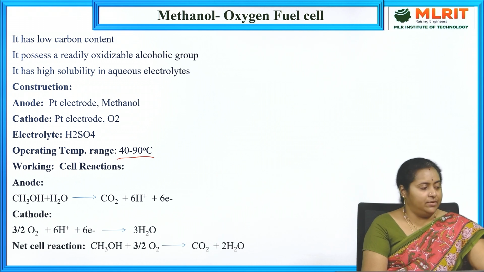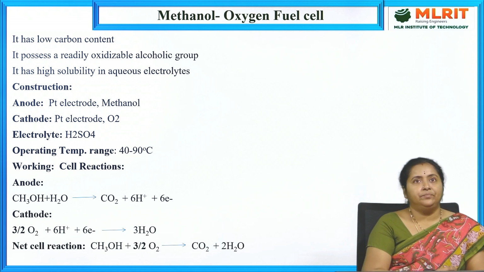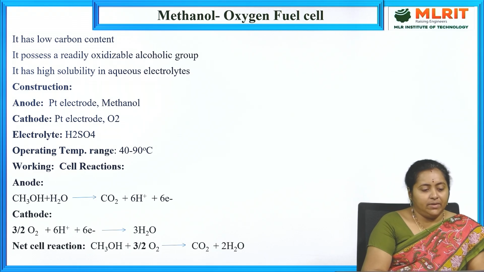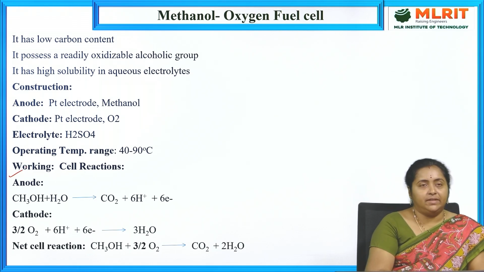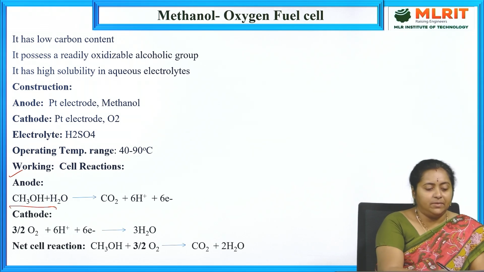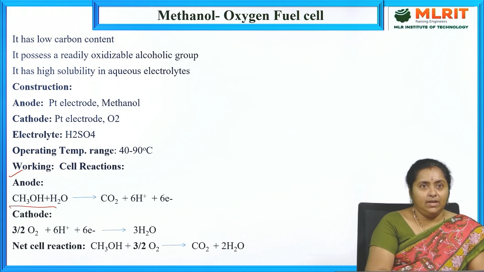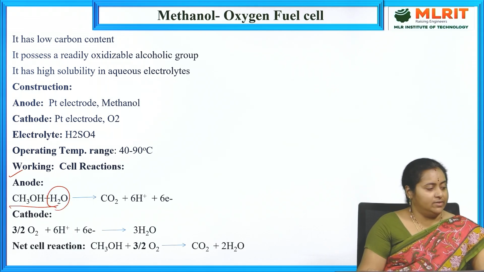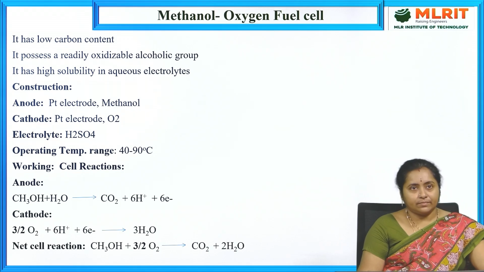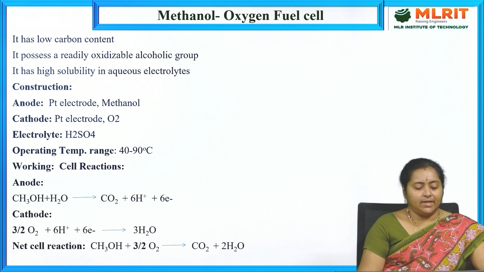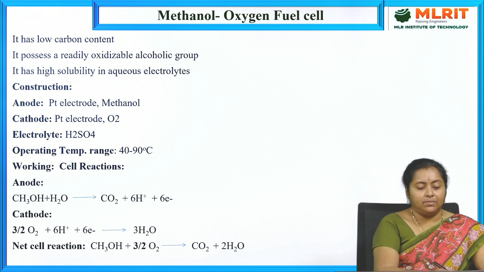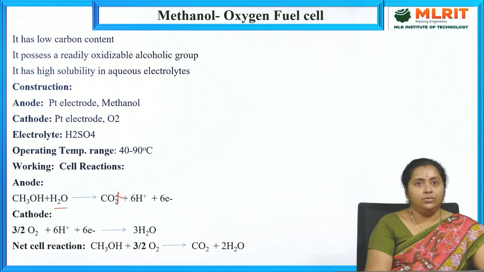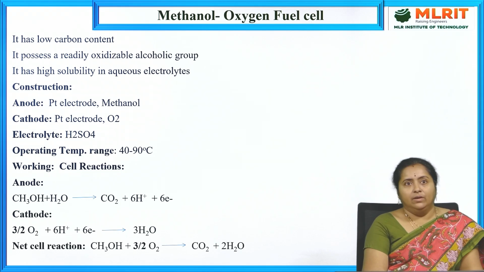Let us see the working principle, or cell reactions, during the mechanism part. Coming to the reactions taking place at the anode: in the anode chamber we have allowed the passage of methanol, CH3OH. This methanol combines with the water molecules present in the electrolytic solution. The electrolytic solution is prepared by dissolving sulfuric acid, H2SO4, in water, so it will have water content. As a result, it releases CO2, along with H plus ions and electrons. So it is an example of an oxidation reaction.